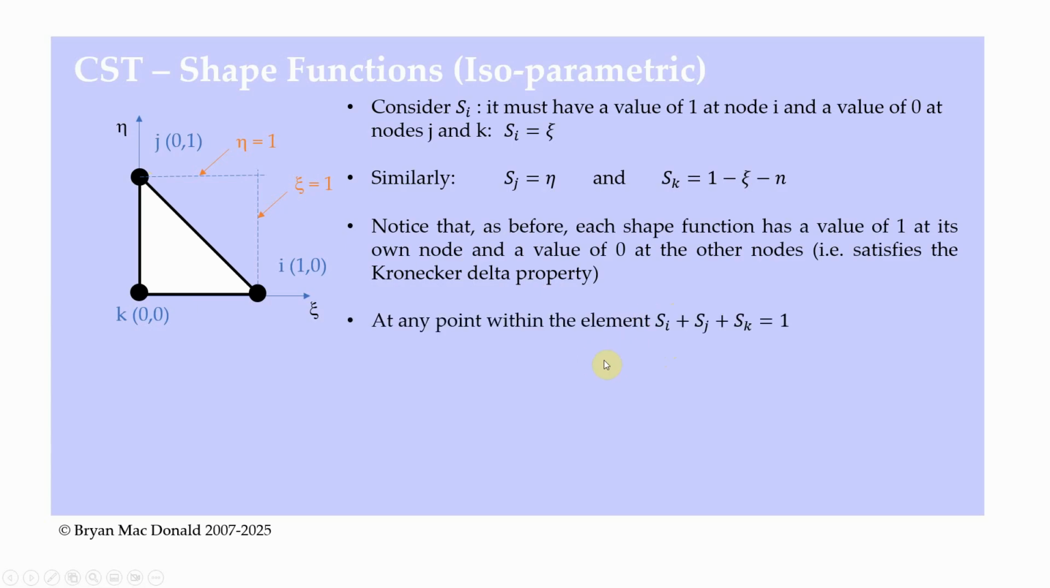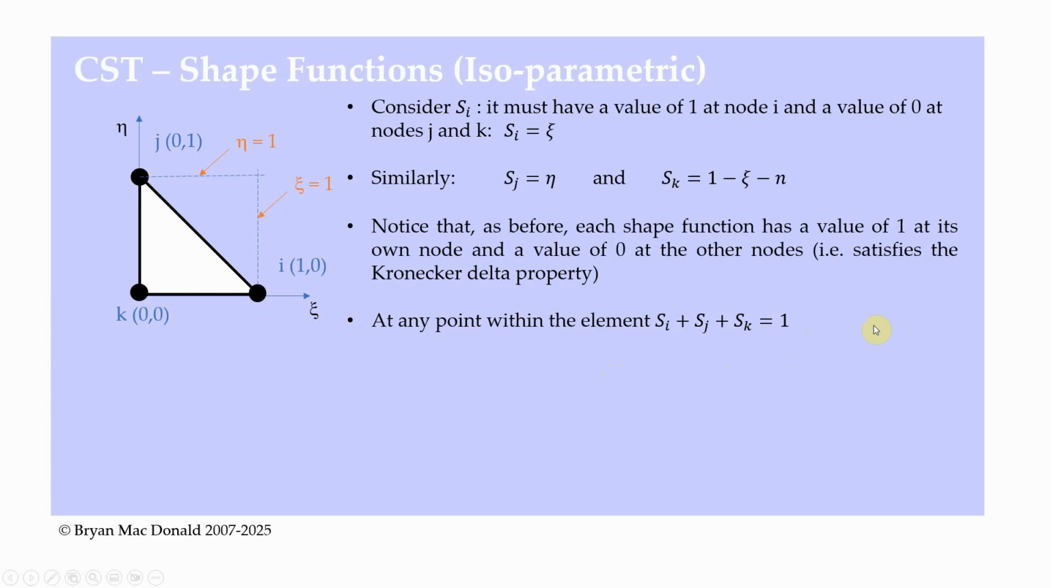Also, at any point within the element, Si plus Sj plus Sk is equal to 1. And again, maybe just check this for yourself. Take a point in here somewhere that has 0.5, 0.25, and just work out what Si, Sj, and Sk will be, and you'll find they'll work out to be 1.